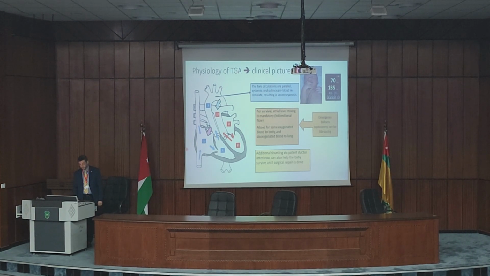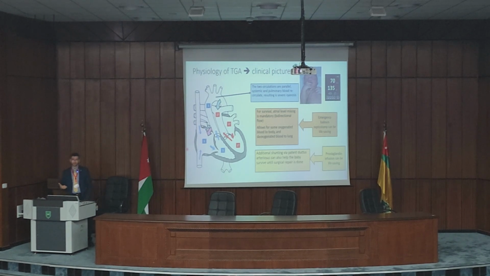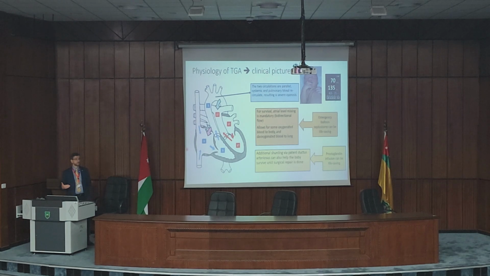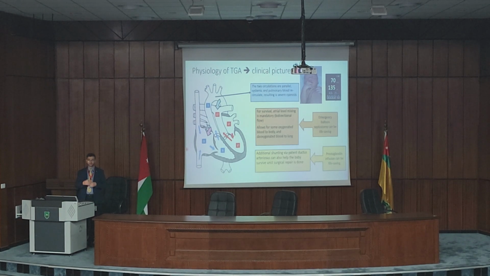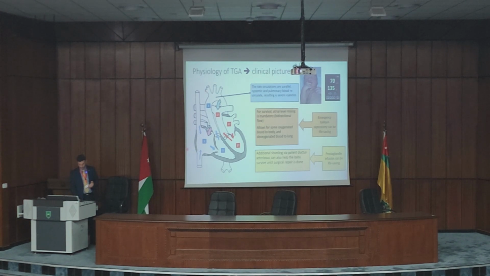So another life-saving intervention that we can do for the baby is to keep the ductus arteriosus open, and we know that we can keep it open by giving a medicine called prostaglandin. Prostaglandins dilate the ductus, results in more pulmonary blood flow in this baby, and he has a better chance of survival, awaiting his surgical switch operation to switch the aorta and the pulmonary artery.